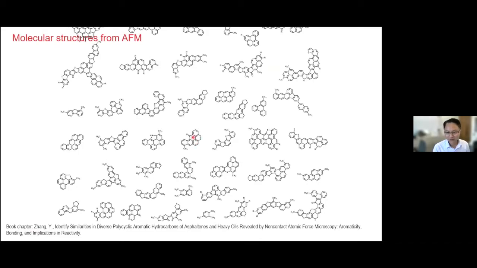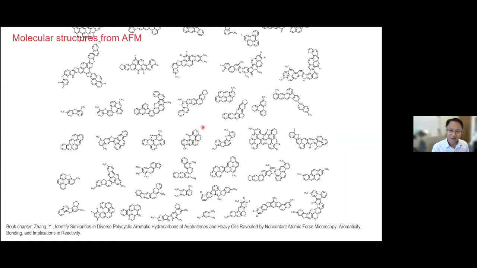Firstly, it's experimental. For the petroleum structures, you can see from the previous image that a lot of moieties are not clear, for example heteroatoms and the aliphatic part. And also, how do we make sure the results are representative, because there's such a diversity of molecules?